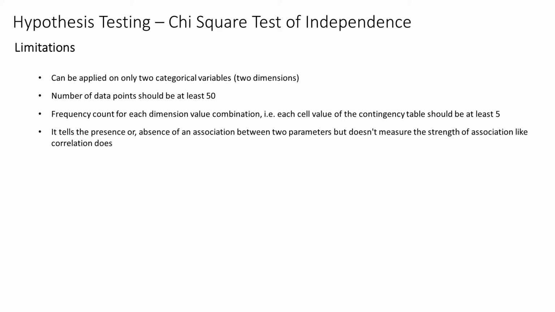The chi-square test of independence can be applied on only two categorical variables, in other words, for two dimensions, and the number of data points should be at least 50. The frequency count for each dimension value combination, or each cell value of the contingency table, should be at least 5. Keep in mind that this technique displays the presence or absence of an association between two parameters, but it does not measure the strength of association, as the correlation technique would.